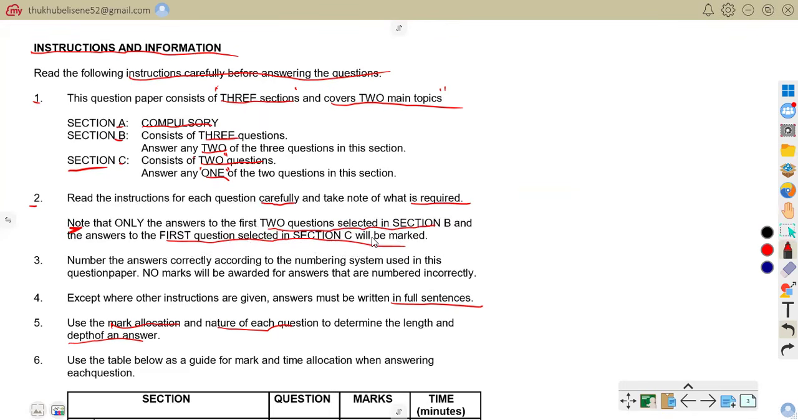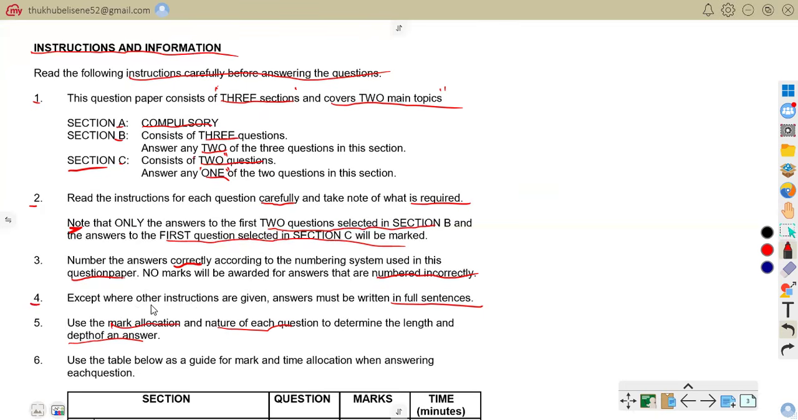Number the answers correctly. Make sure that you answer according to the number system used in this question paper. No marks will be awarded for answers that are numbered incorrectly. Many students lose marks because of the numbering. Please make sure that you do not make the mistake of incorrectly numbering the questions. Thank you very much for that.